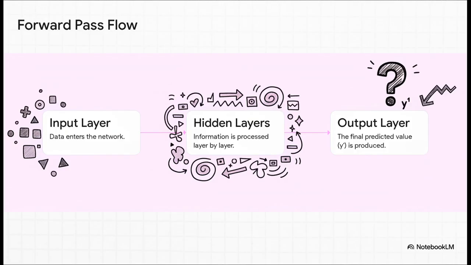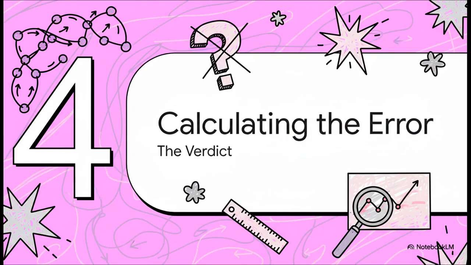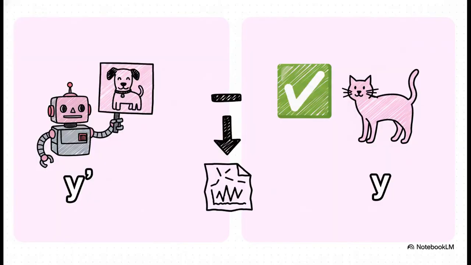And since every weight is random, that first guess is almost guaranteed to be wrong. Like, really wrong. So the network made its guess, but how wrong was it? This next step is all about getting a number, a verdict, on just how big its mistake was. And the concept here couldn't be simpler.